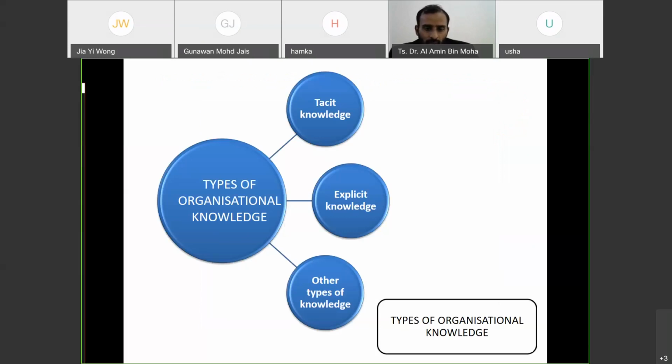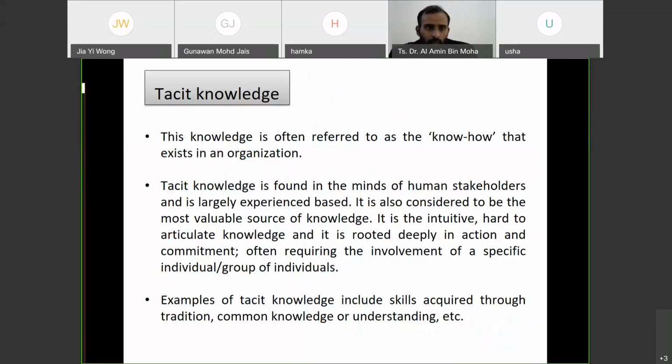So we have three types of organizational knowledge. Basically, it's two. Okay, it's tacit knowledge and explicit knowledge, and we have other types of knowledge. Okay, this is the types of organizational knowledge. So we're going to see what is this tacit knowledge and then explicit knowledge. Tacit knowledge is often referred to as the know-how that exists in the organization. Okay, so what do you understand when it's written here, know-how?